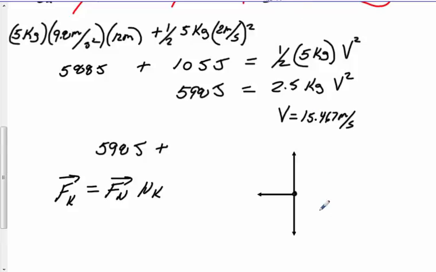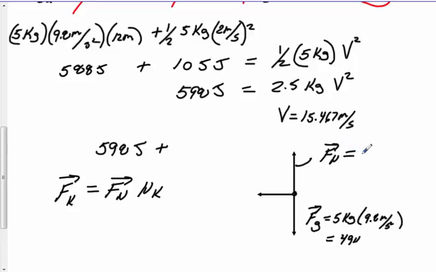So I define my gravitational force as 5 kilograms times 9.8 meters per second squared. When we do that, 5 times 9.8 gives me a value of 49 newtons. This is going to be my normal force, and it's going to equal 49 newtons because I have no other forces in the vertical direction.